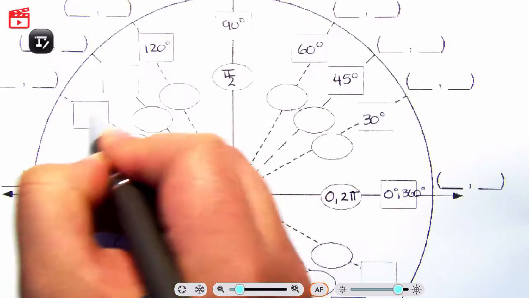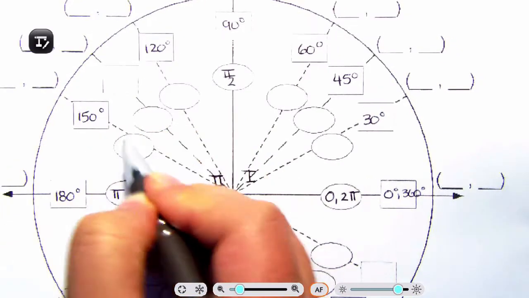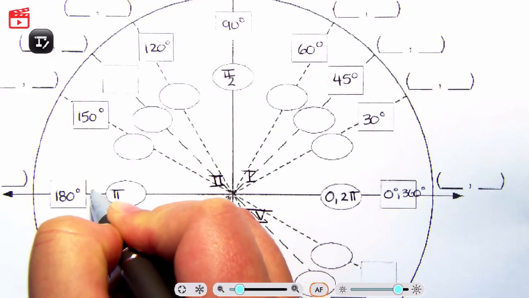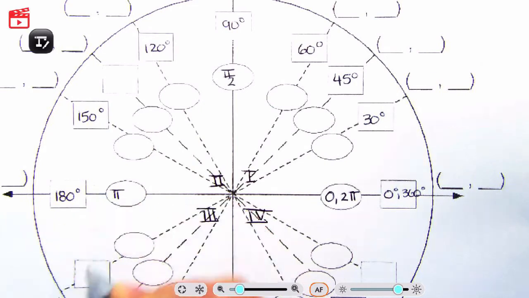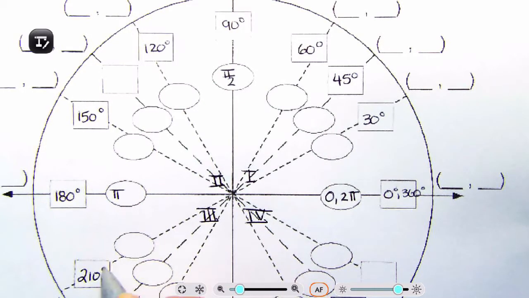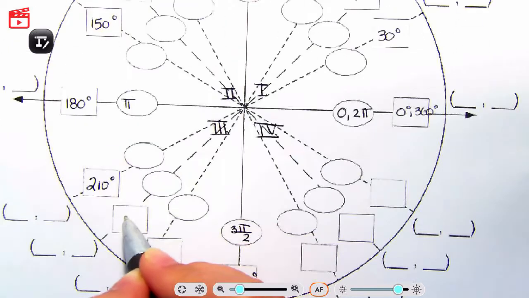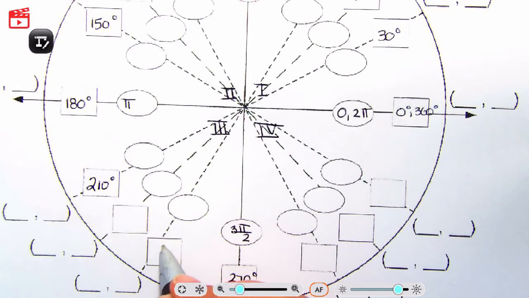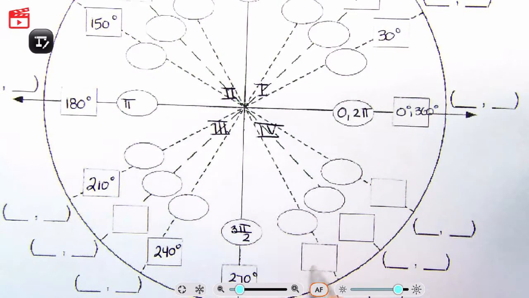30 more degrees means I'm at 150. 30 more degrees means I'm at 180. 30 more degrees, that means I'm at 210 degrees. Skipping this one because this is 45. It's not 30. Traveling 30 degrees, I'm at 240. Traveling 30 degrees, I'm at 270. Traveling 30 degrees, I'm at 300 degrees.